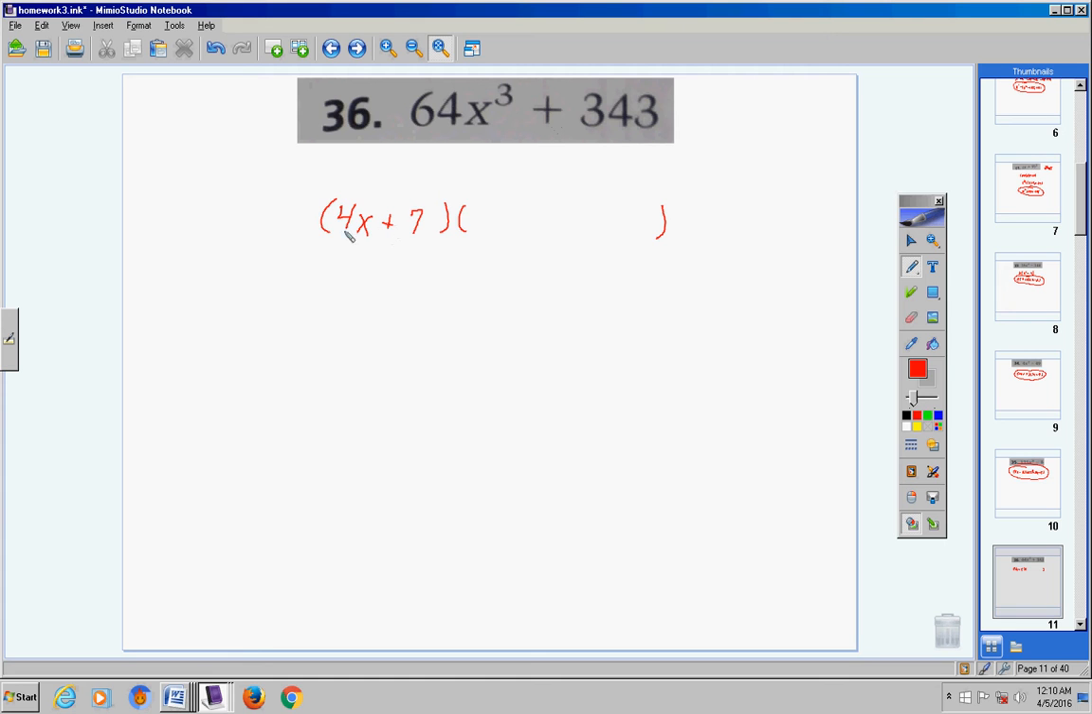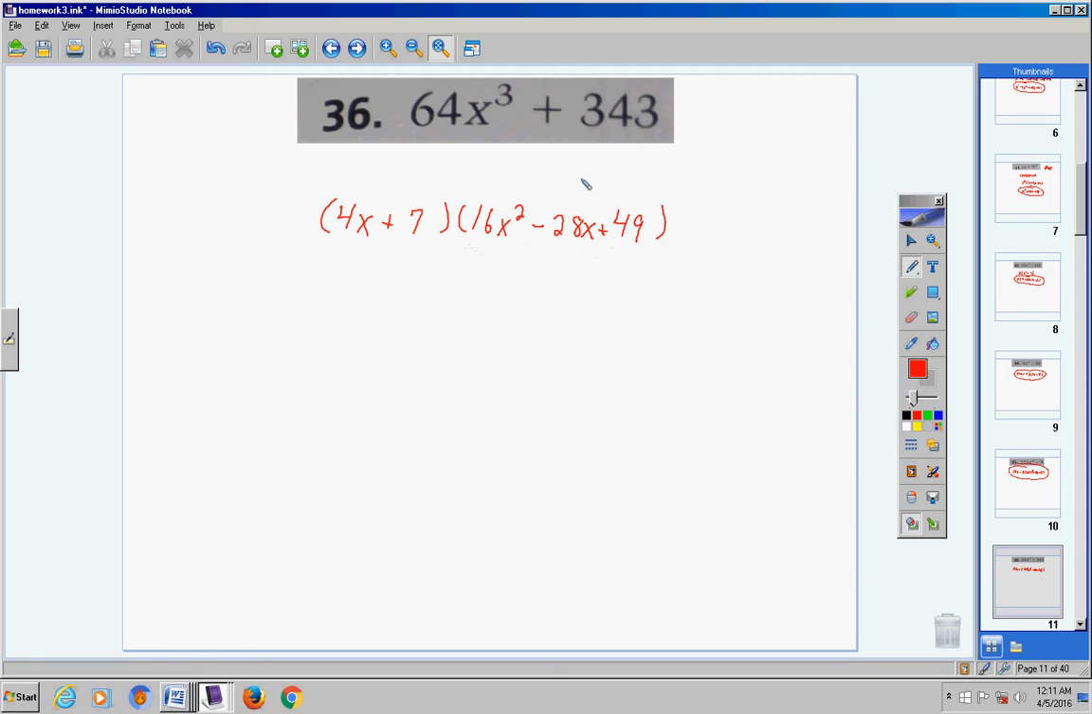Now take your first term and multiply it by itself. 4x times 4x is 16x squared. Take this and multiply it by itself. 7 times 7 is 49. Now multiply these two terms together. Don't worry about the sign. 4x times 7 is 28x. Whenever this is positive, this will be negative right here, and this will be positive here. You just gotta memorize that, okay?